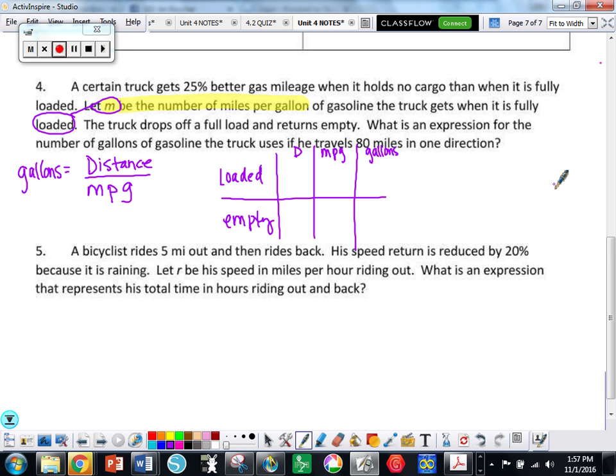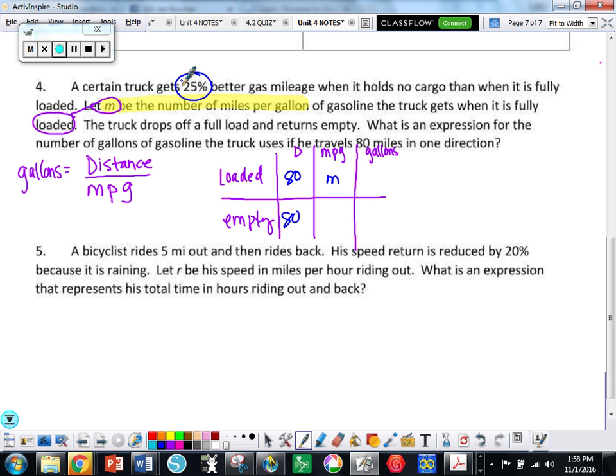Okay, what can we fill in our chart? Do we know how far the driver went? 80 miles. So fully loaded, they go out 80 miles and they do what? Come back 80 miles. Any questions with that step? Now it tells me right there, let M be the number of gas miles when he's fully loaded. Where does the M go? Top or bottom? Top. Now you told me when he comes back, he gets a better gas mileage. Do you agree? Because he's going to be empty.